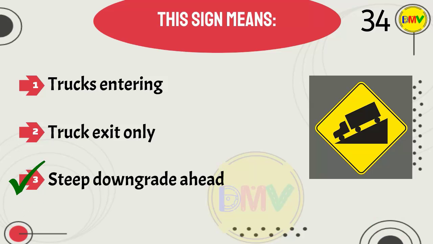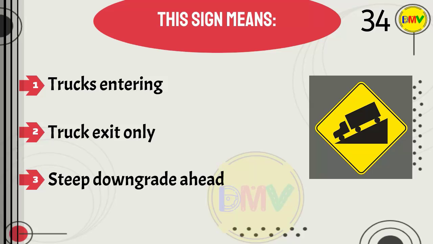The correct answer is 3. This sign warns that a steep downgrade is ahead on the road. Drivers should check their brakes.